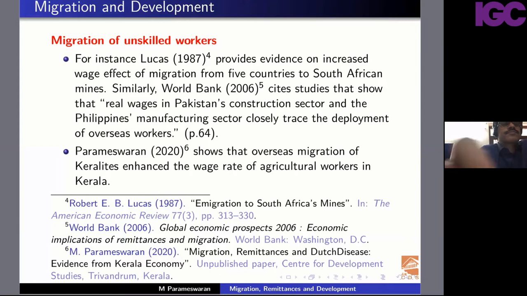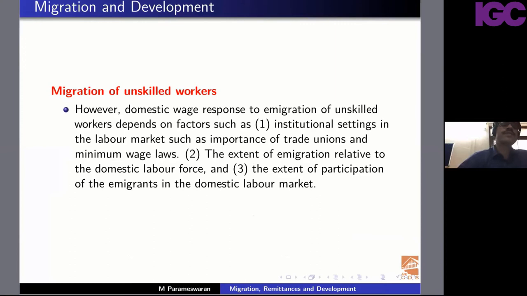Now the important issue here is whether this happens everywhere. No, it may not. It also depends upon the institutional and other aspects in the countries of origin. For example, in a society where trade unions are strong and trade union laws are strong, it is possible that a shortage in the labor force can lead to higher wages. Similarly, it also depends upon the volume of migrants. If the migrants account for only a small portion of the total labor force in the countries of origin, then we cannot expect a larger impact on wage or employment.